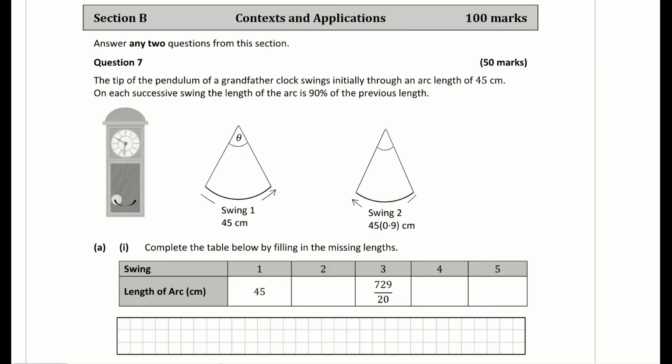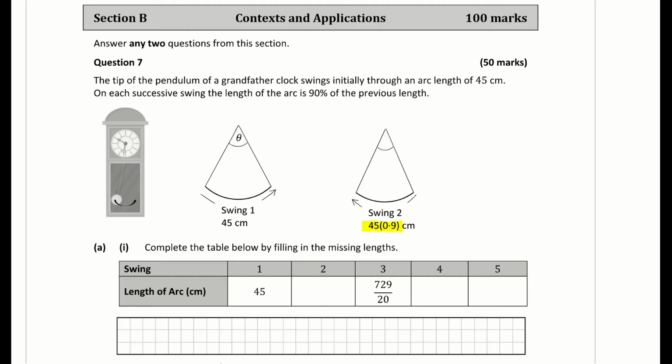Question 7. The tip of the pendulum of a grandfather clock swings initially through an arc length of 45 centimeters. On each successive swing, the length of the arc is 90% of the previous length. A part 1, complete the table below by filling in the missing lengths. So on the first swing, it's going 45 centimeters, and that's what they've given us. The second swing is 90% of the first swing, and they've told us basically in the diagram how to find that. It's 45 multiplied by 0.9.